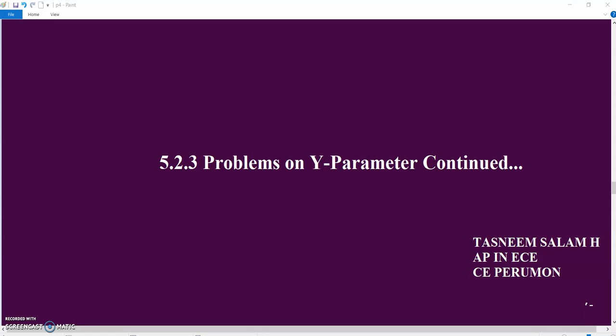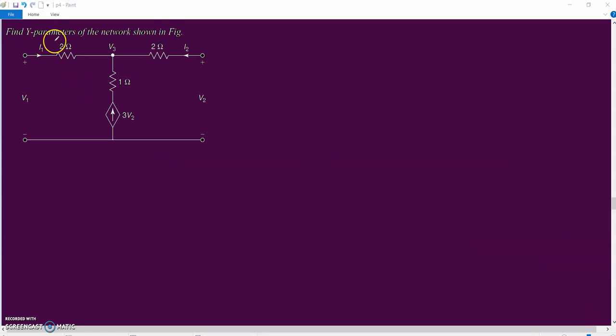Problems on Y-parameter continue. Here there is another question. Find Y-parameters of the network shown in the figure. This is almost similar to that of the earlier problem. The only difference is that here a current source has come.